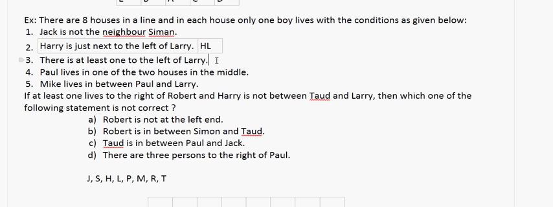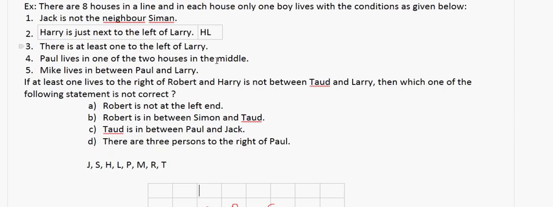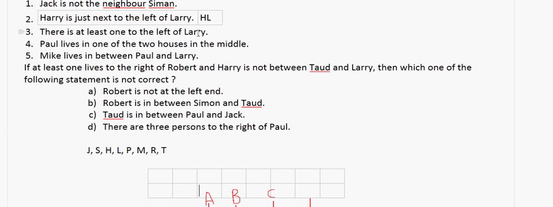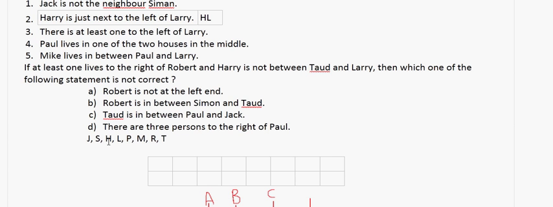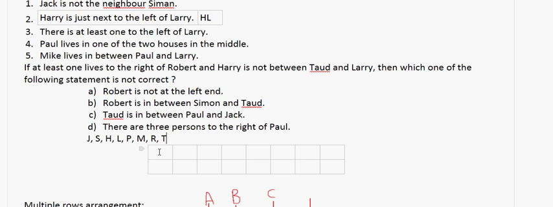Paul is in one of the houses in the middle, right? So this statement we are going to use. So Paul is in one of the houses in the middle, which means, so again our table goes down, let's bring it up. It means Paul is at either fourth position or Paul is at fifth position, right? These can be two possible positions of Paul. Mike lives in between Paul and Larry.